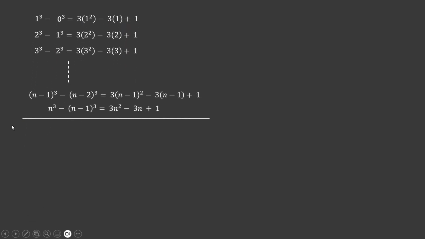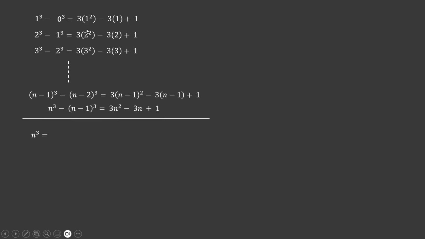Now once we do that, positive n cube will cancel out with negative n cube. Positive 2 cube will cancel out with negative 2 cube. And similarly, n minus 1 whole cube at the end will cancel out with negative n minus 1 whole cube, leaving us with n cube minus 0 cube, that is n cube.